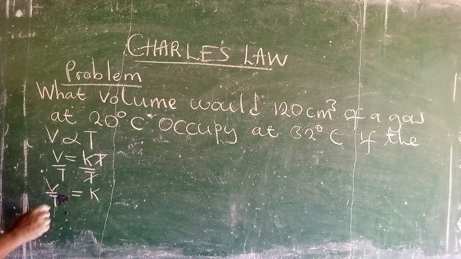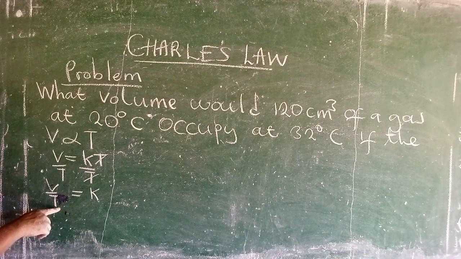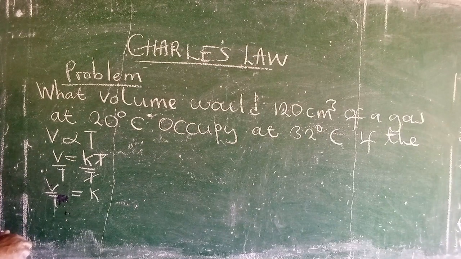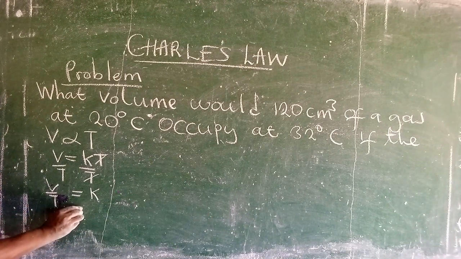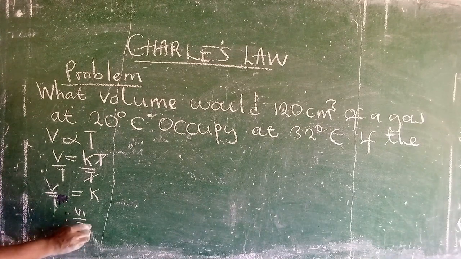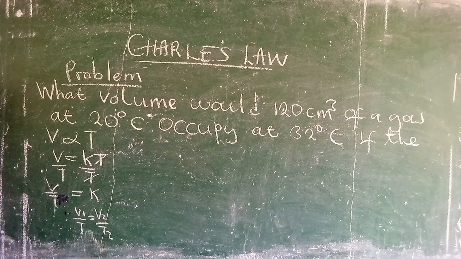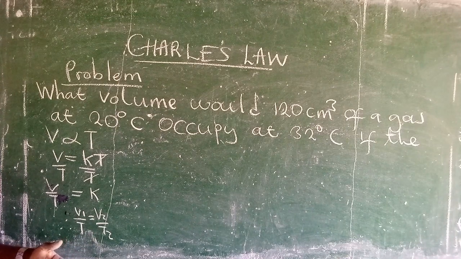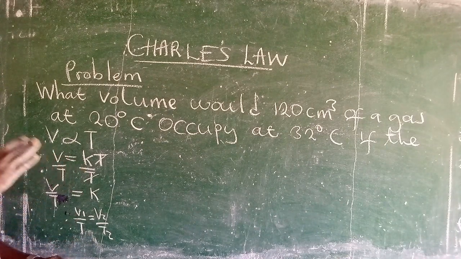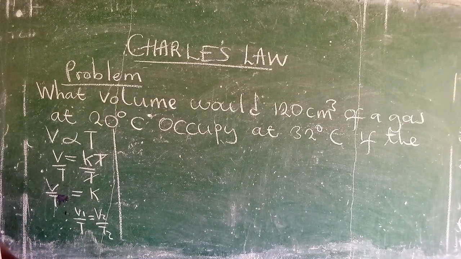Now in a case where you've been given the primary volume and primary temperature, and then you're given the secondary volume as well as secondary temperature, we'll end up with the equation V1 over T1 equals V2 over T2. This is the equation we normally apply most of the time when we're dealing with problems that have to do with Charles's law.